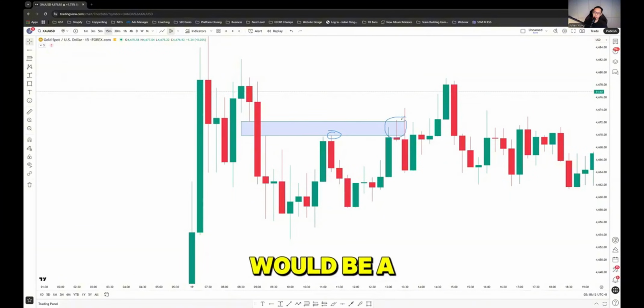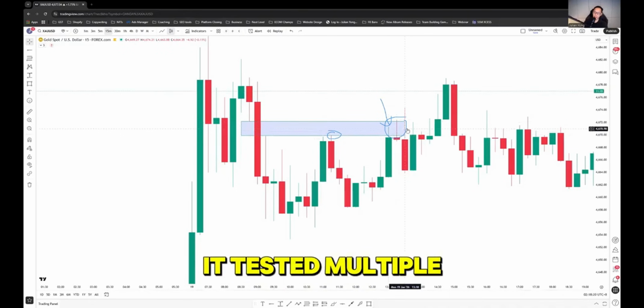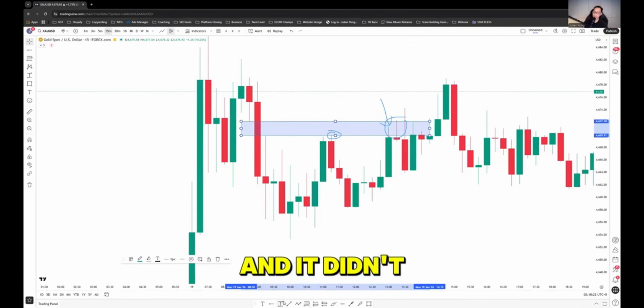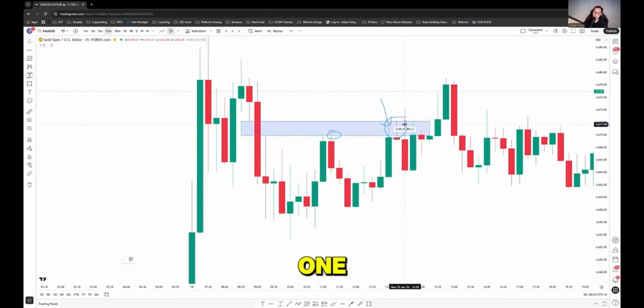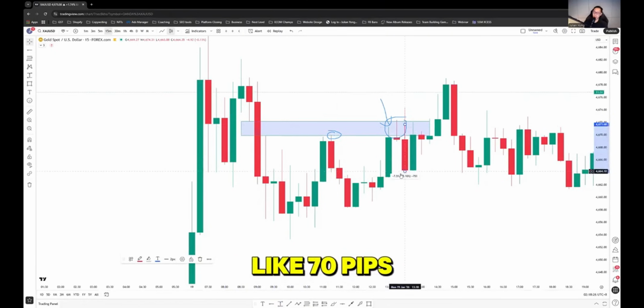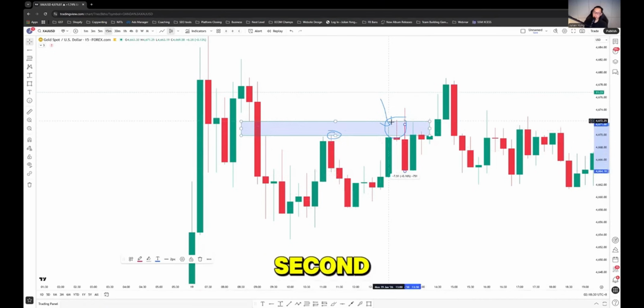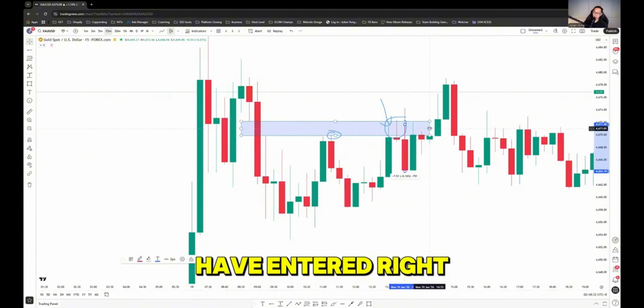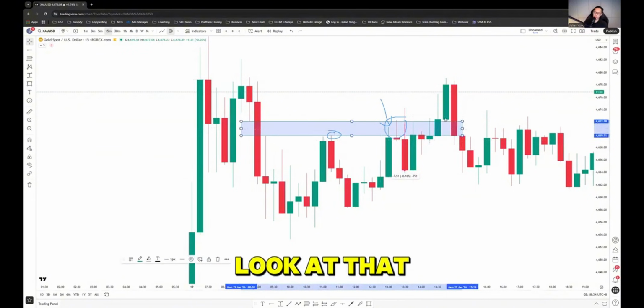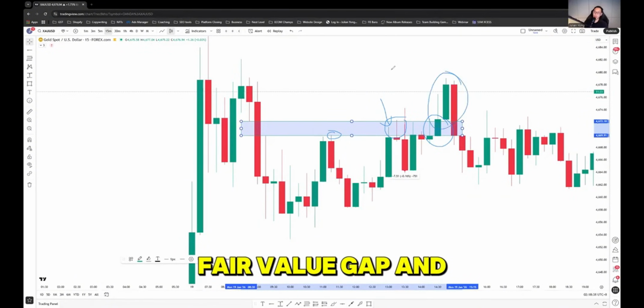This one here would be a second entry. I consider this as a little bit risky, high risk. You can see right here, it tested multiple times and it didn't go as far as the first one. It just moved like 70 pips. Obviously, this one would have been a better entry. This would be second. So I wouldn't have entered right here because after this, look at that. Price broke the fair value gap and went up.